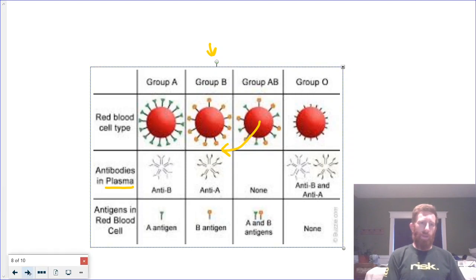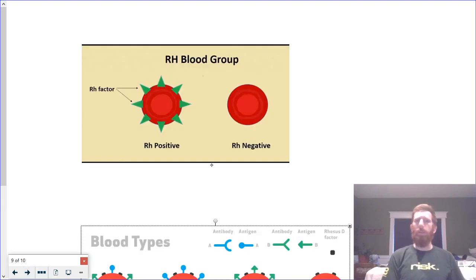But that's just one example to get the point across of antigens versus antibodies and what people normally have. So now this next slide talks about the Rh factor. Rh factor is named so because it was first discovered in rhesus monkeys, and then it was later discovered in humans. So basically, if you're Rh positive, you have the protein, right? And if you're Rh negative, you don't have the protein.